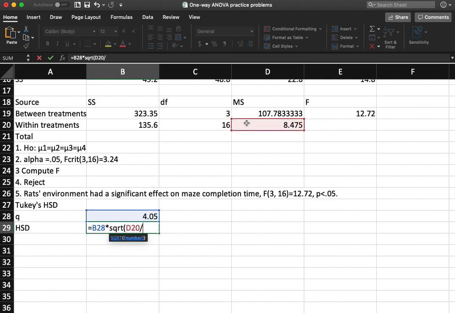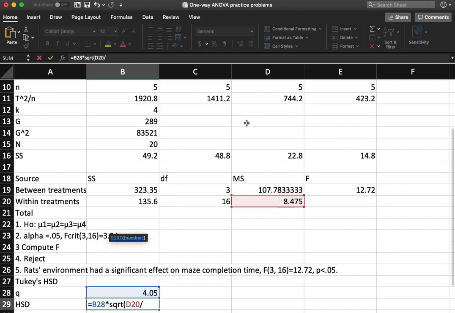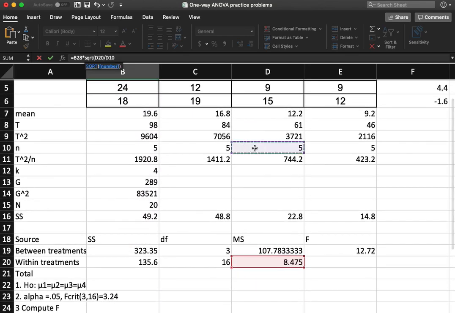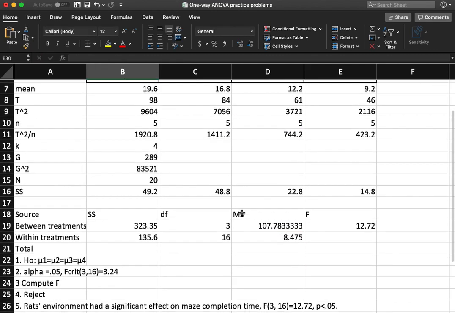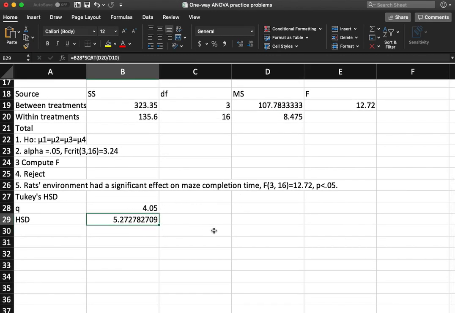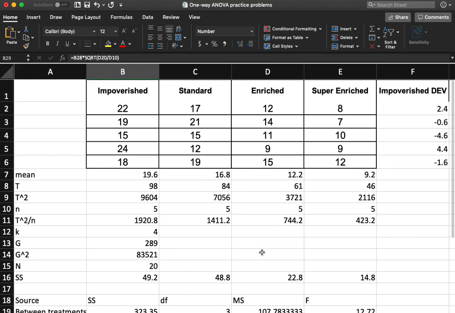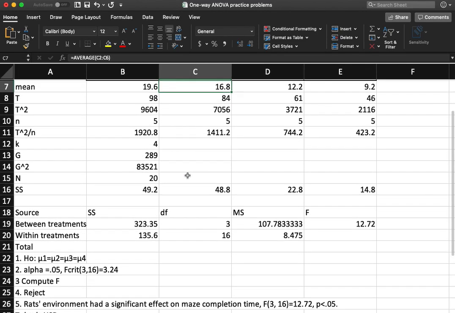HSD then is equal to Q times the square root of this quantity, mean square within treatments divided by our sample size from each group, which is n. I don't care which n you use, just pick one of them. It's 5 in each group. So our honestly significant difference is 5.27. That means that in order to be significant, any two means have to be 5.27 apart from each other.